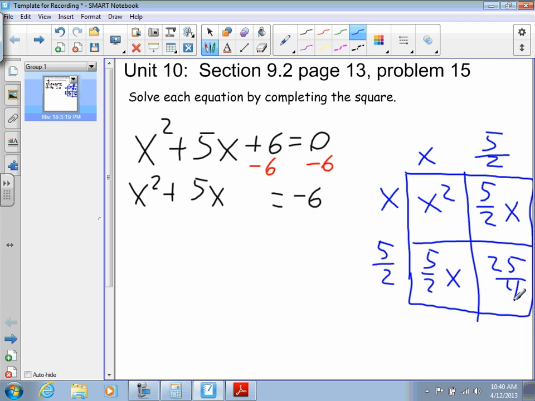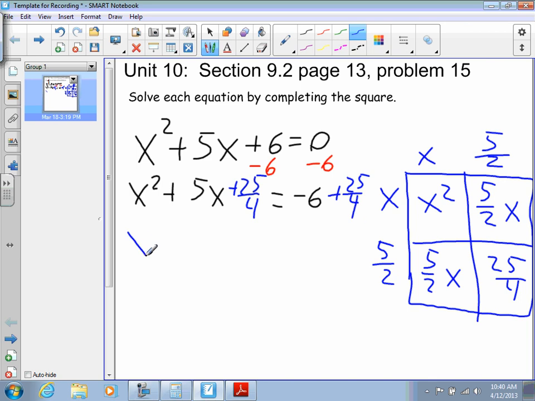Okay, so we add that to both sides, plus 25 over 4 here, and plus 25 over 4 here. Okay. No problem on the left side, we can leave that as a fraction. On the right side, we're going to have to figure out a way to combine what are actually like terms.